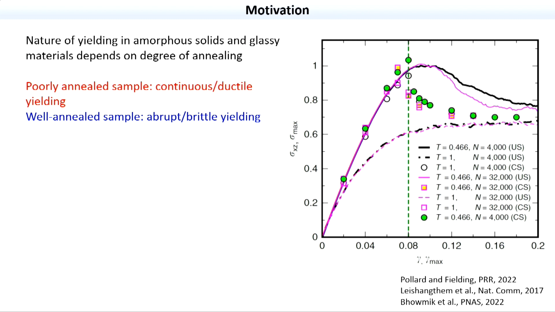You can see that this poorly annealed glass yields continuously. As you increase the applied deformation, it deviates from the linear region, but it happens in a continuous manner. Whereas for the same system, if it is well annealed, then these two curves diverge very quickly, and it goes to a relatively high stress, and then there is a negative slope. The slope drops drastically. So a well annealed sample shows abrupt or brittle-like yielding.